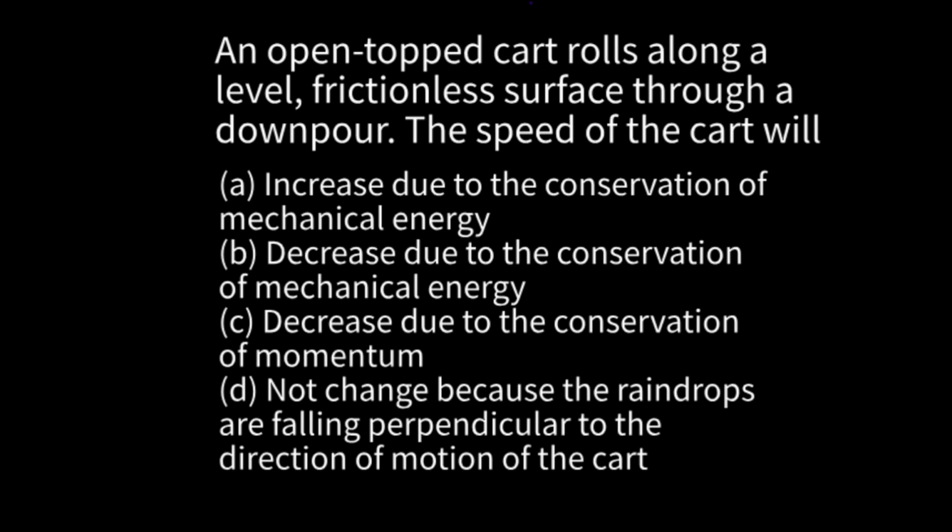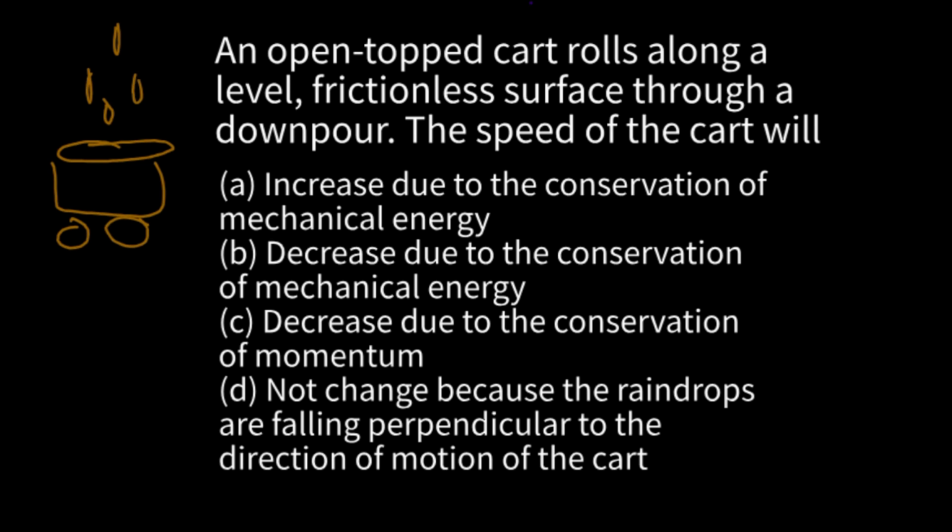Start this video with the challenge problem from the last video. We've got an open top cart rolling along a level frictionless surface. We've got a downpour. We want to know what's going to happen to the speed of the cart. Well, we know it's open top. The rain's going to fall in, just like that. Raining. It's going into the cart. And now, what's going to happen to the speed of the cart?